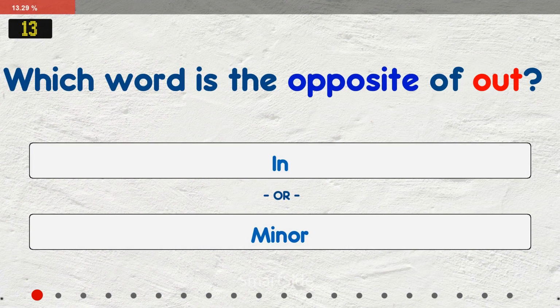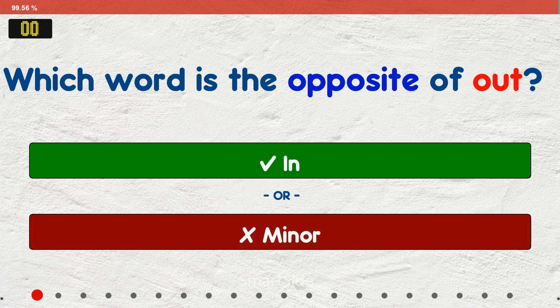Which word is the opposite of at? A, in. B, minor. The answer is in.